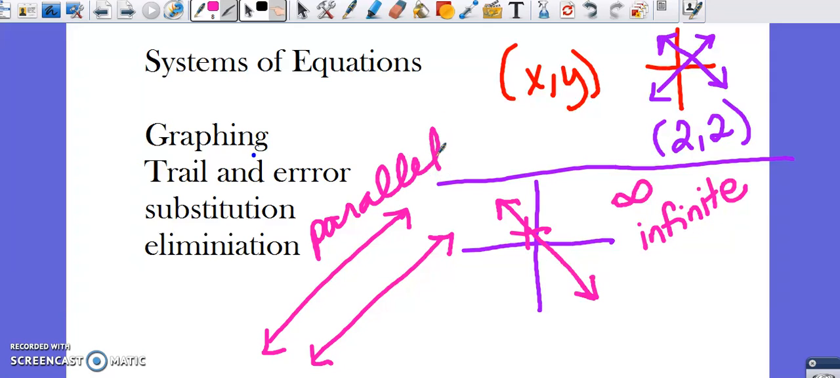Okay, I hope that this helps you and gets you in a good place for substitution and a review of graphing.